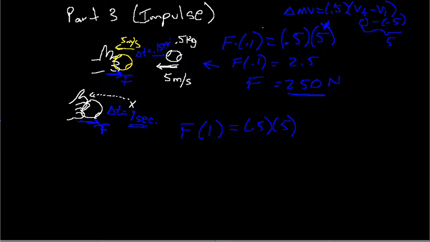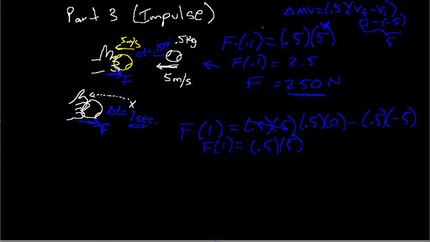Here, if I confuse you, let me do it this way. 0.5 times V final is 0, minus 0.5 times V initial, which is minus 5. So this whole thing is going to be 0.5 times 5. And so that's going to be my force times 1 second. Times 1 second is equal to this change in momentum, which means that the force is going to be 2.5 newtons.